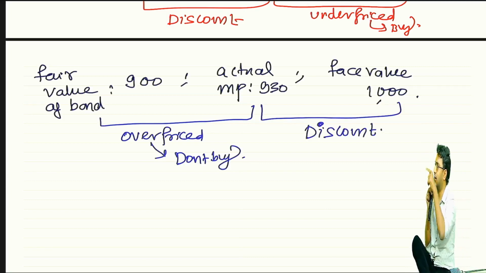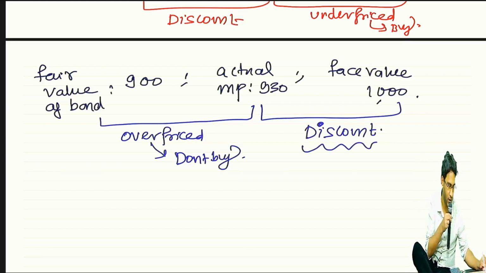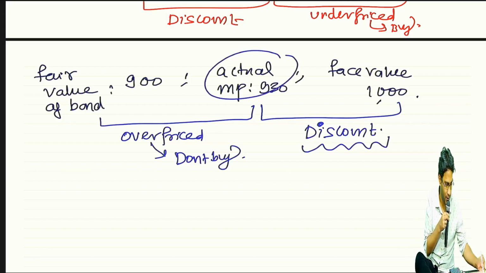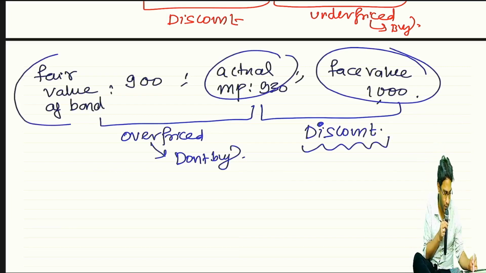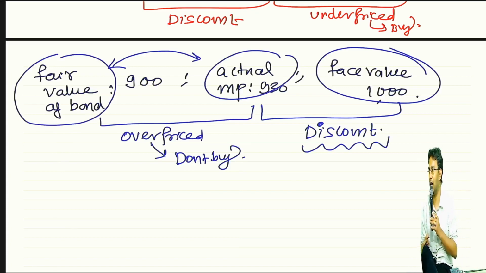From this you must at least realize that just because a bond is trading at discount does not mean that it is cheap and we will buy. No. The question of cheapness does not come when you see discount. Discount is a decision made by comparing face value and market price. Cheaper, costlier, correctly priced is a different concept. For that you are comparing fair value and market price. I hope a little clarity comes.